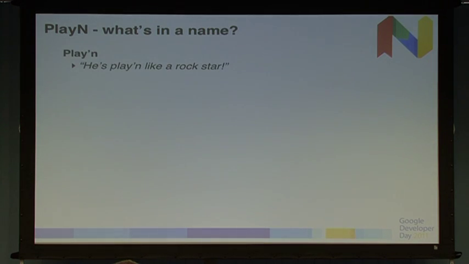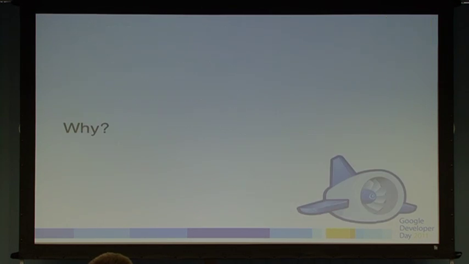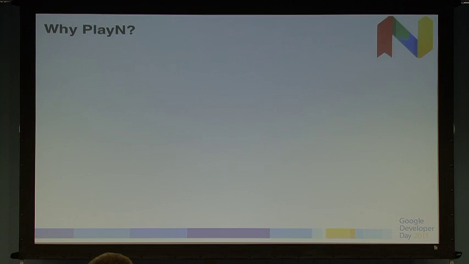So PlayN, why did we pick a silly name like that? Well, we wanted something a little bit fun, because we are talking about games. You can see that name in different ways. There's playin', like he's playing like a rock star. Or I'm playing this game, right? Very simple. And then the N in PlayN is really for N platforms. Right now, N is greater than or equal to 4, because we have Java, HTML, Android, and Flash. But maybe in the future we'll have future platforms. N is always growing.